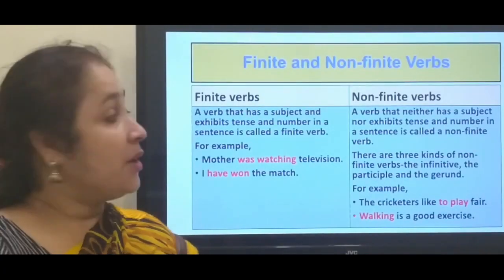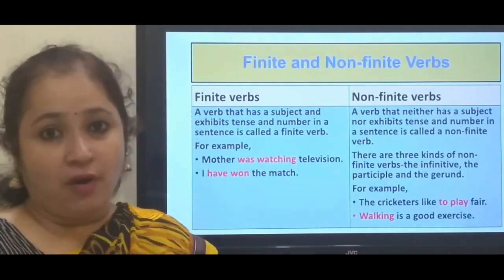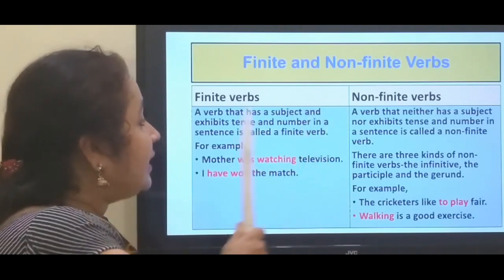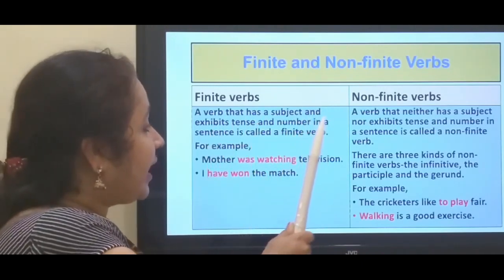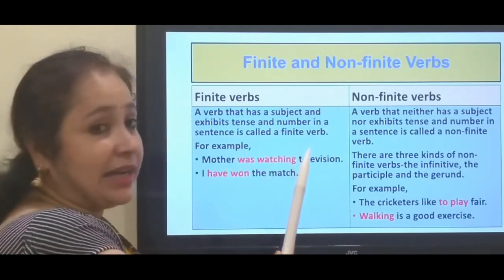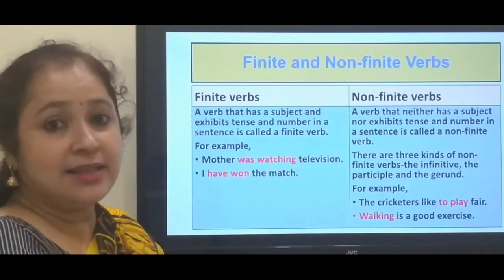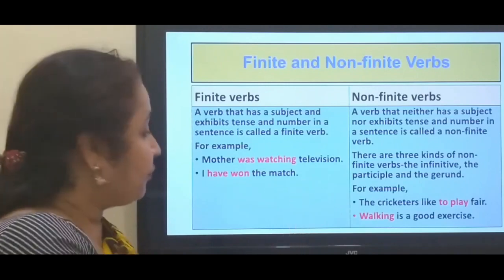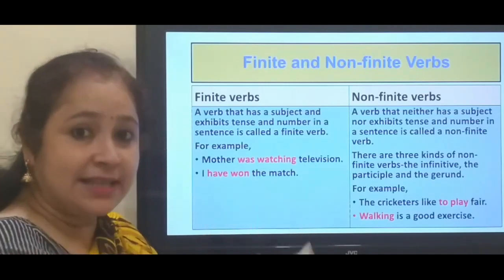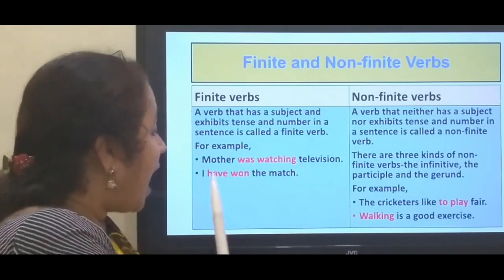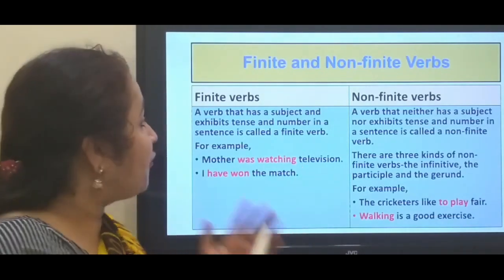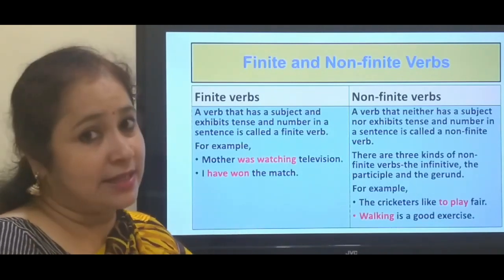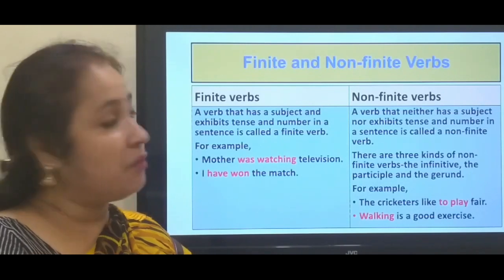Let's talk about finite and non-finite verbs. A verb that has a subject and exhibits tense and number in a sentence is called a finite verb. As you can understand with the help of these examples. Mother was watching television. I have won the match. In these sentences, students, was watching and have won are examples of finite verbs as they follow the tense and number in a sentence. Let's talk about non-finite verbs.